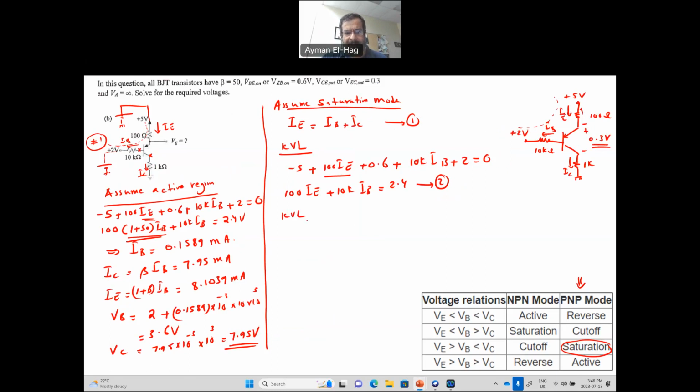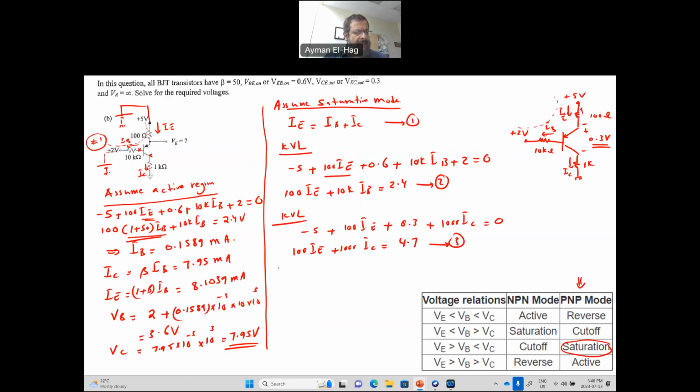So now we'll apply KVL for the outer loop. So KVL, we will have minus 5 plus, again, 100 IE plus the voltage 0.3 plus 1000 IC equal to 0. So we'll have 100 IE plus 1000 IC equal to 4.7 volt, and this is my third equation. Now we have three equations with three unknowns. We can solve for them. There is no need to go and solve this because now this becomes math.